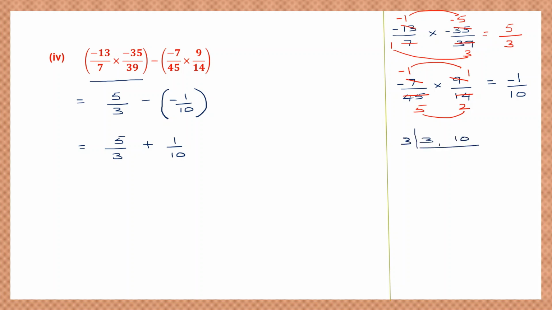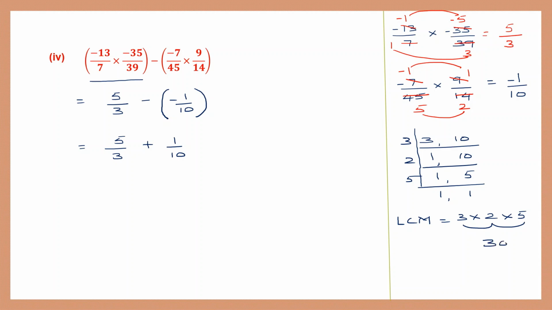Let's divide by 3 and see. 3 ones are 3. 10 I bring down as it is. Now I'm going to take 2, 1 and 2 5s are 10. Now we can continue with 5. 1 and 1. So our LCM will be 3 into 2 into 5. 3 2s are 6. 6 5s are 30. So what is our LCM? LCM is 30.